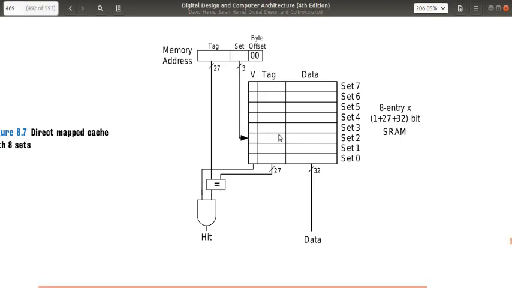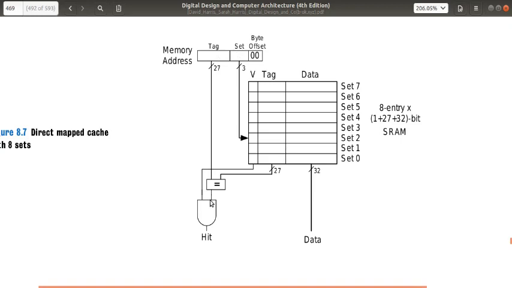Then we need to know whether the data in this particular address is being stored here or not, right? So we check the tag bits. We compare these tag bits. This is a comparator, an equality comparator. We check whether these 27 bits are equal to the 27 bits of this particular set. If it is the same, then fine. It means the content from this memory location is being stored in this particular set.